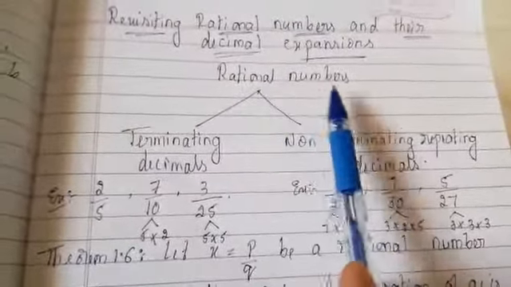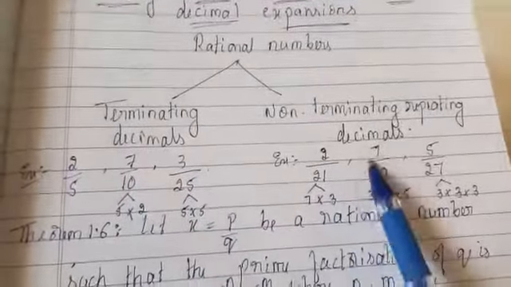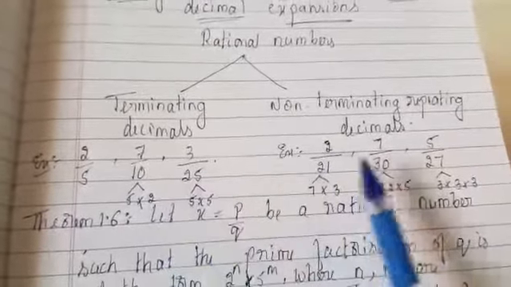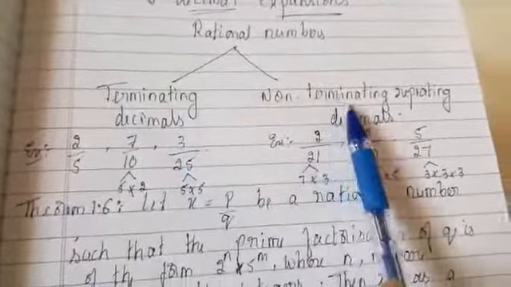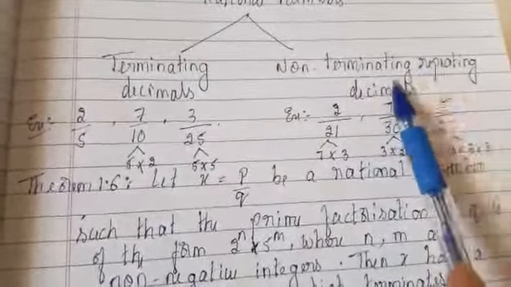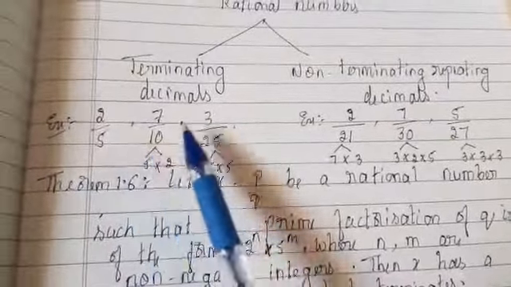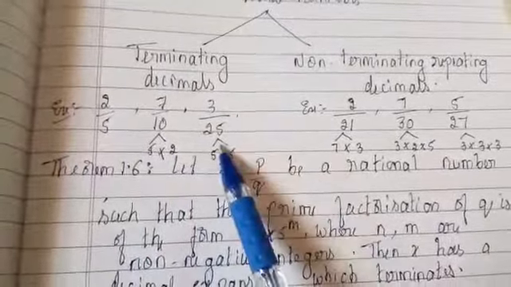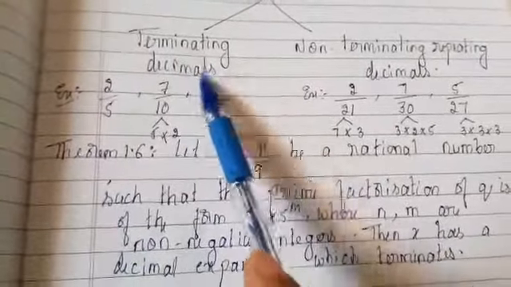As we already know, a rational number is a number which can be written in the form p by q. Whenever you divide fractions, we get decimal numbers. Rational numbers have two types of decimal expansions: one is terminating decimals and the other is non-terminating repeating decimals. Observe these fractions: 2 by 5, 7 by 10, 3 by 25. When you divide these fractions, you get terminating decimals.